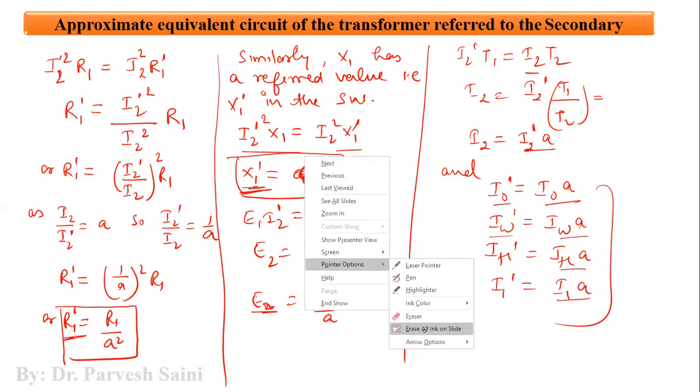Okay. Now this is how it will happen. Now by considering all these things, the approximated equivalent circuit referred to the secondary of a transformer is drawn like this. So first of all, we will draw the equivalent circuit of the practical transformer considering the parameters as they are, right?